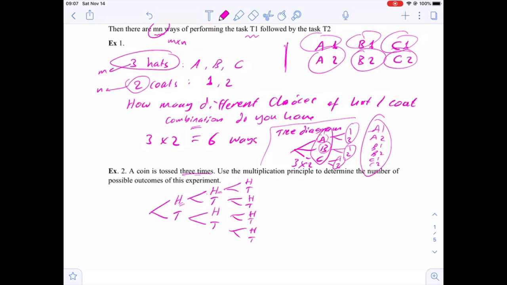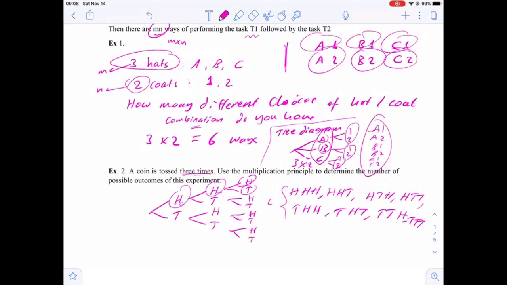Then you can list all possible outcomes. They are head, head, head; head, head, tail; head, tail, head; head, tail, tail; tail, head, head; tail, head, tail; tail, tail, head; and tail, tail, tail. How many outcomes? We have 8 outcomes, or 8 ways to arrange those possible outcomes.